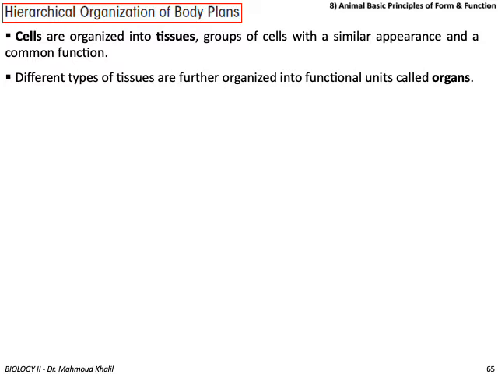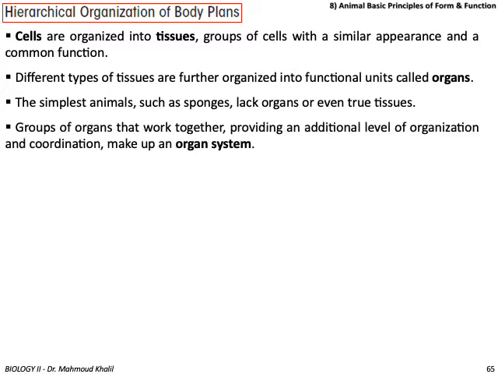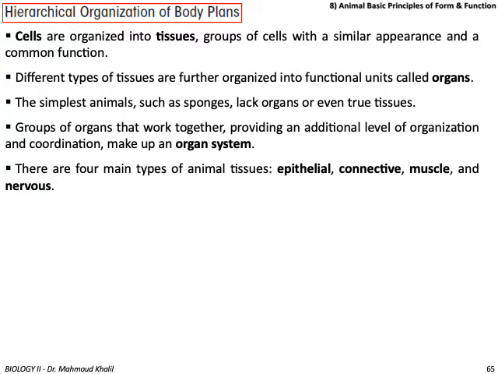What is organization of body plans? Cells are organized into tissues, groups of cells with a similar appearance and a common function. Different types of tissues are further organized into functional units called organs. The simplest animals, such as the sponge, lack organs or even true tissue. Groups of organs unite together to form organ systems.